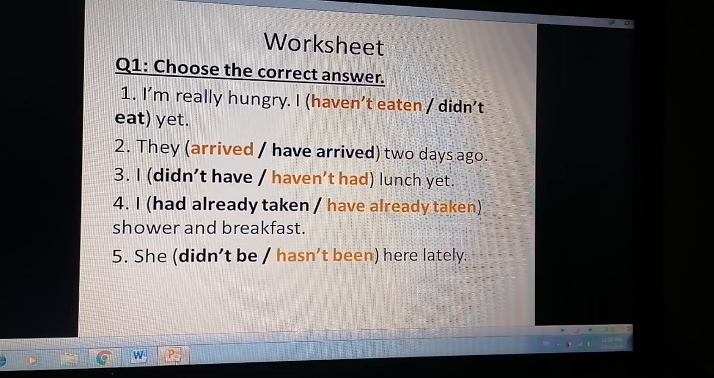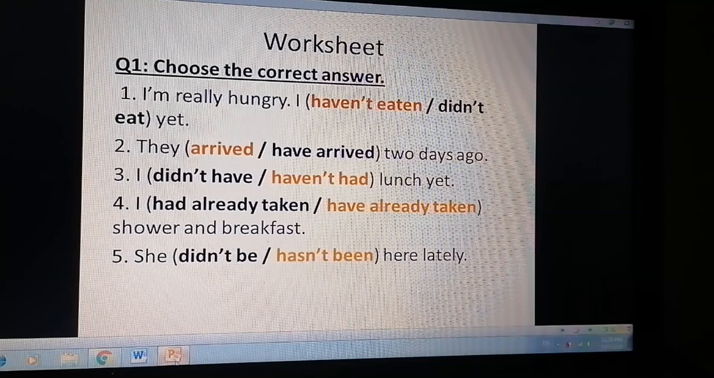Number two, they arrived or they have arrived 2 days ago. 2 days ago, the keyword of simple past. So we must write verb past, not has or have verb three. So the correct answer, arrived.